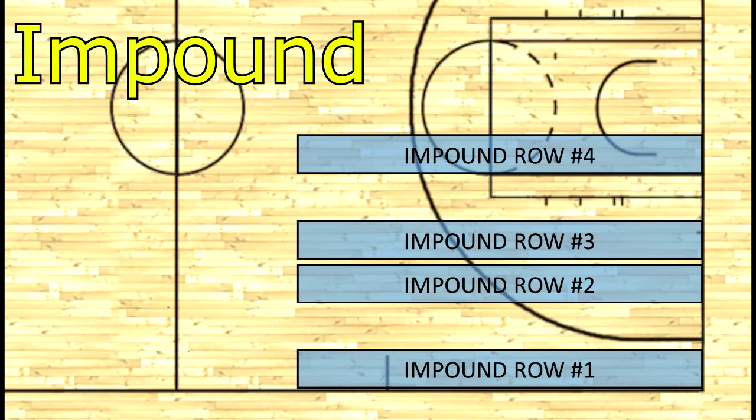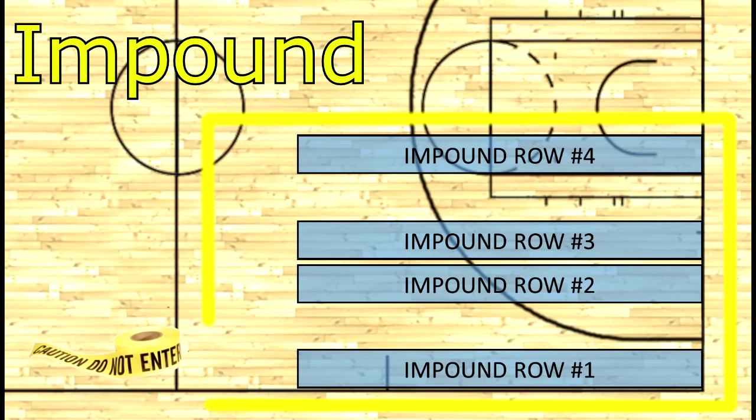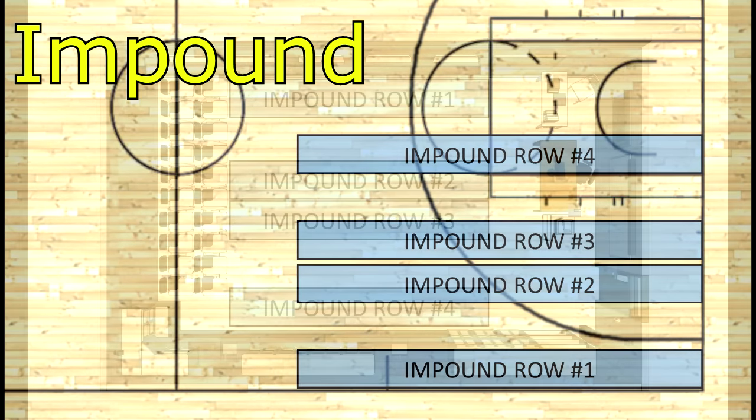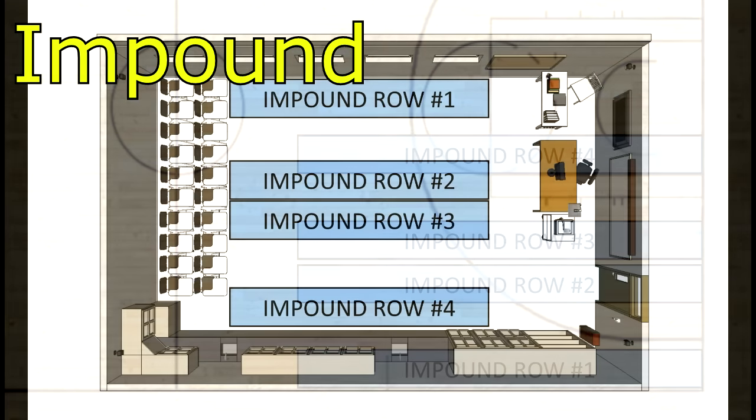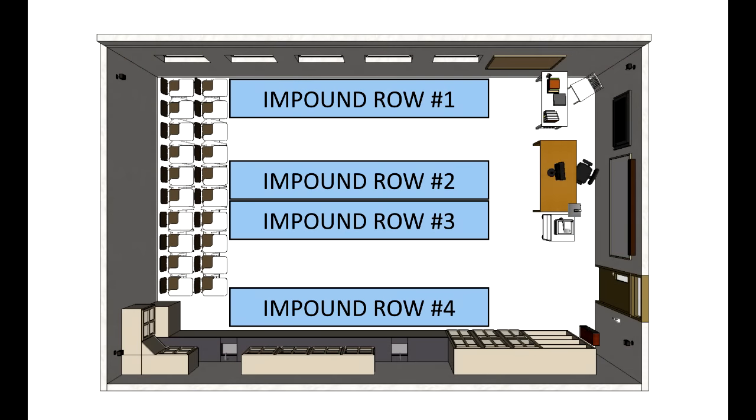Here's a typical storage layout for a basketball court. Remember to mark off the area to restrict access to impound. Classrooms work very well for impound because access is restricted because of a door. Only one way in and out.